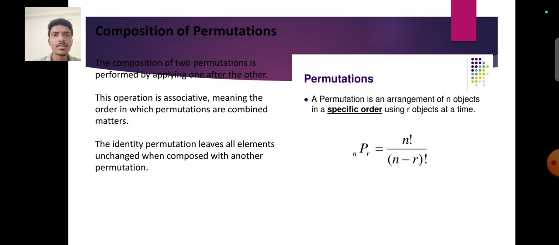Composition of permutations. The composition of two permutations is performed by applying one after the other. This operation is associative, but the order in which permutations are combined matters. The identity permutation leaves all elements unchanged when composed with another permutation.